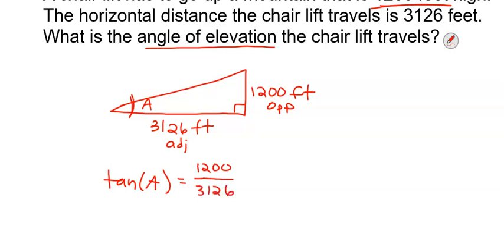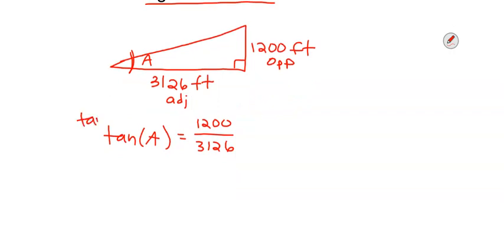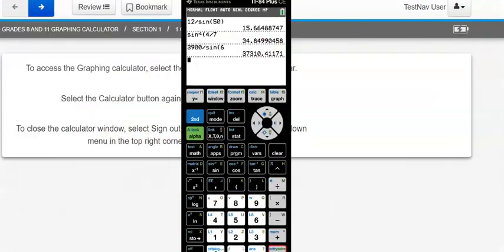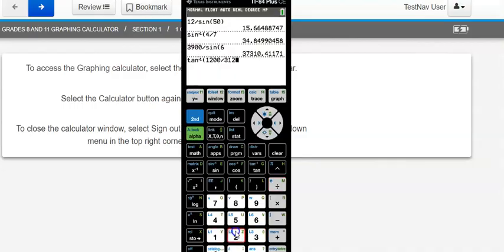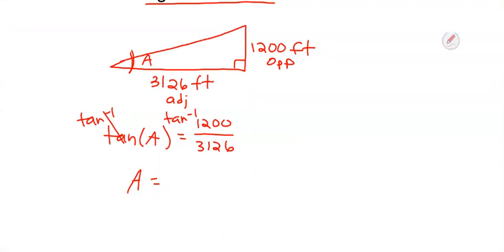Set that up. And then to get rid of a tangent, we're going to take the inverse of both sides. Punch that in a calculator, 1,200 over 3,126. And you get about 21 degrees. All right, I'm going to leave it at that.